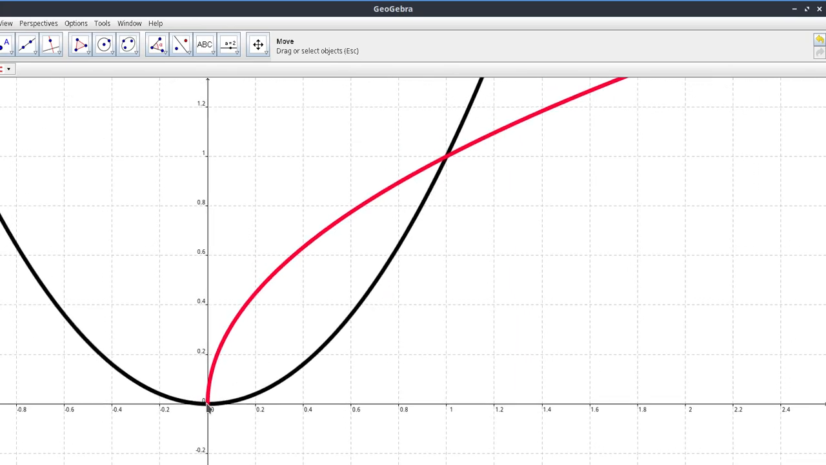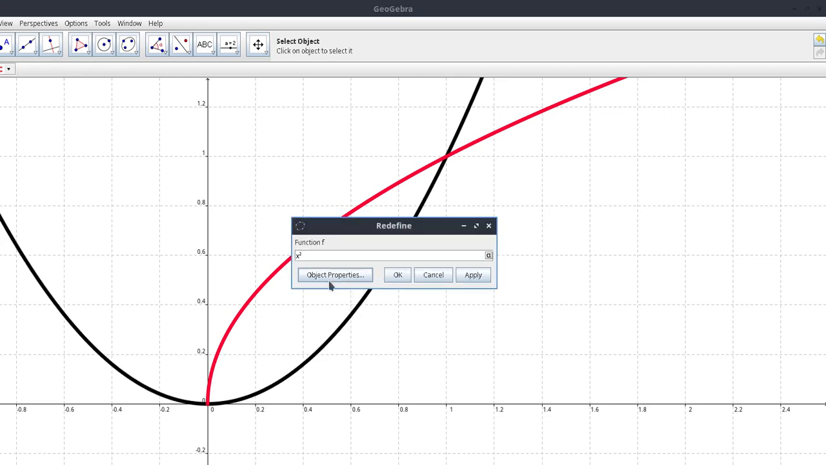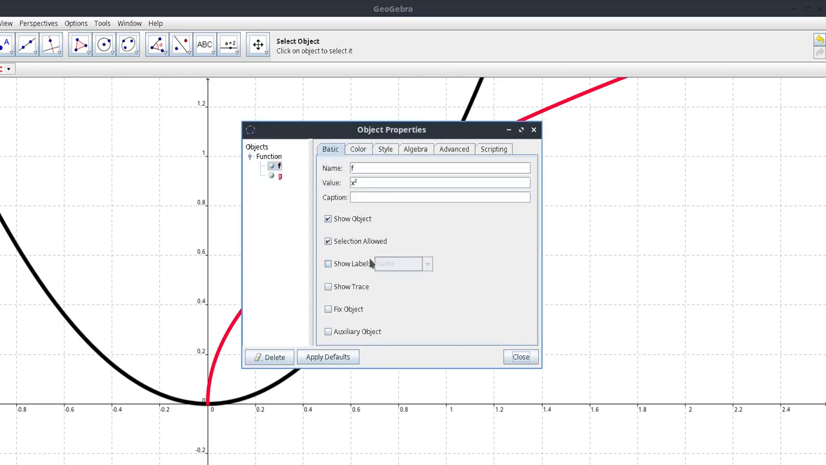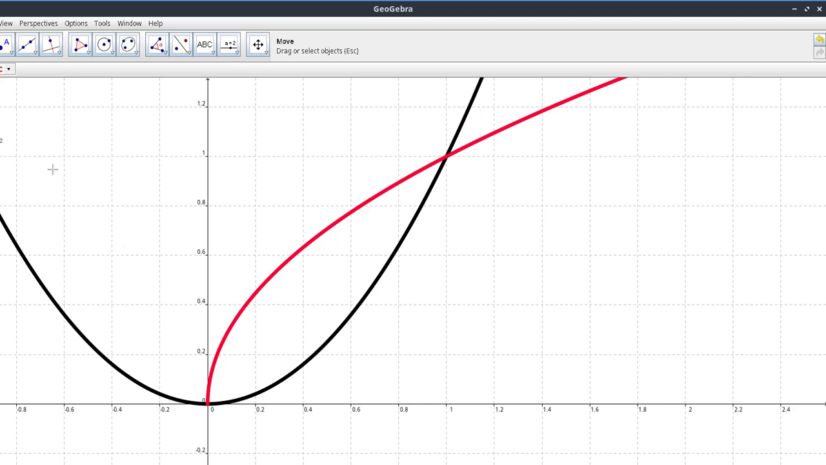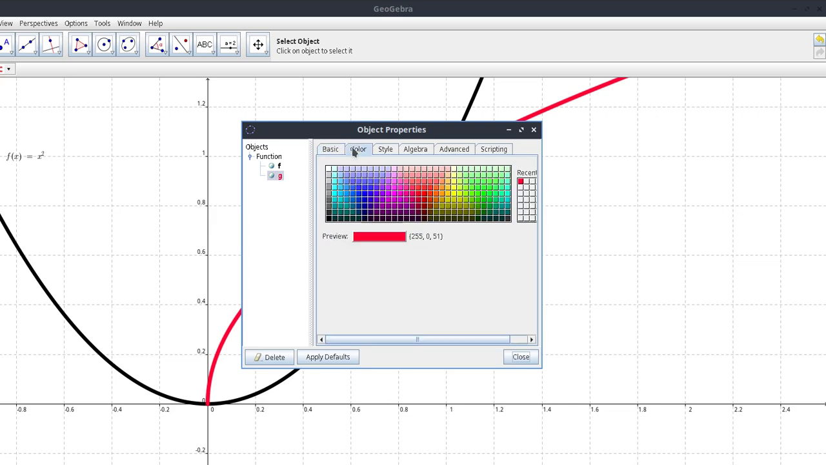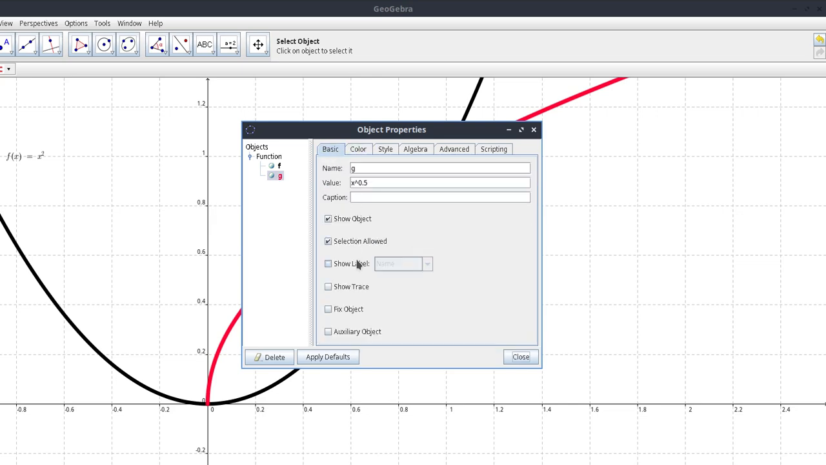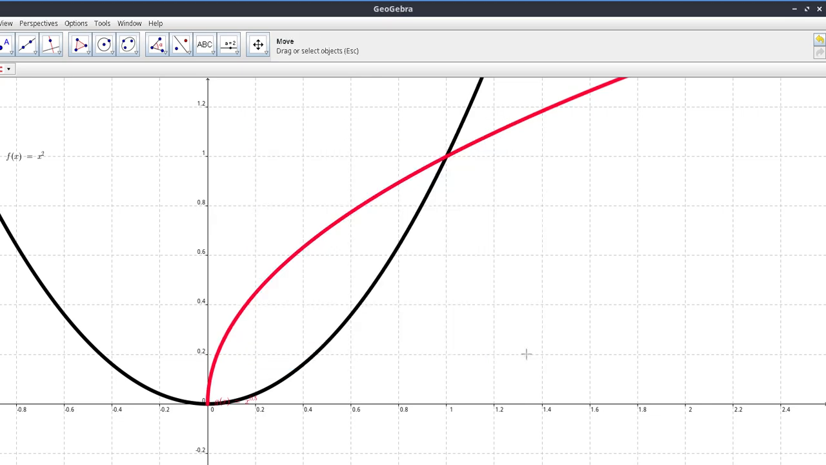now here the black curve, let me just see the label. The black curve is f of x is x squared, y equals x squared, and the red curve here is x to the 0.5, which is x to the half, same as square root of x. All right, so you can see they go from 0 to 1.